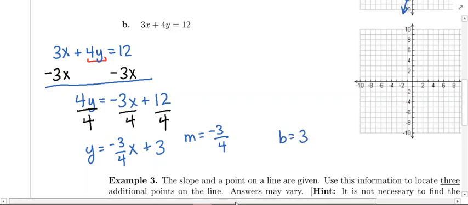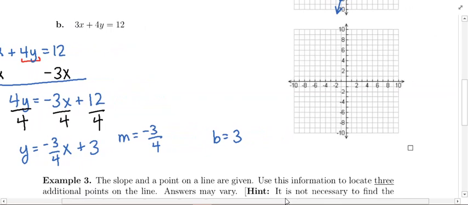Okay, so let's go graph the line. We are first going to plot the y-intercept. The y-intercept is 3, so the line is going to cross the y-axis at y equals 3. Okay, so right there. And now we just have to apply the slope to get a second point on the line. All right, so the rise over run is equal to negative 3/4.